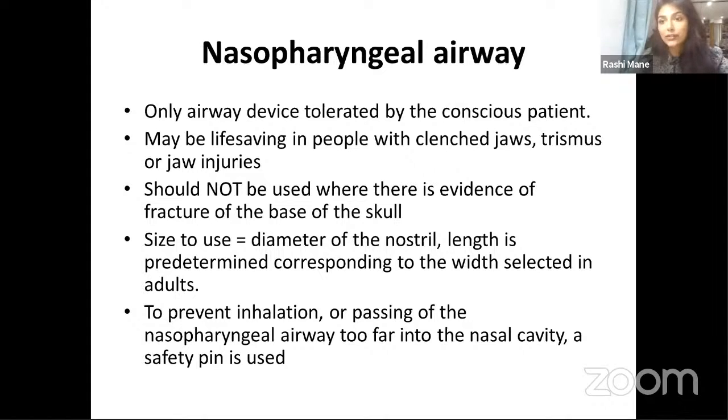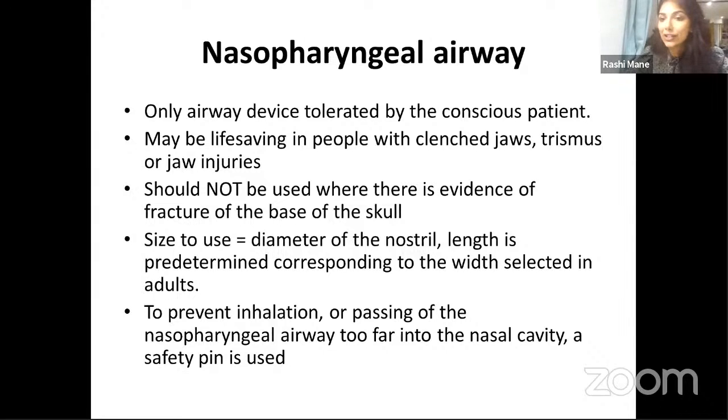Be warned to never use this when you have a skull base injury, because your nose has a delicate bone there called the cribriform plate, and if that's damaged, you can cause further damage to your brain, and that's what you don't want.